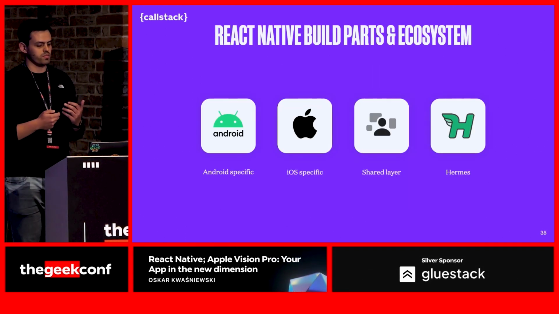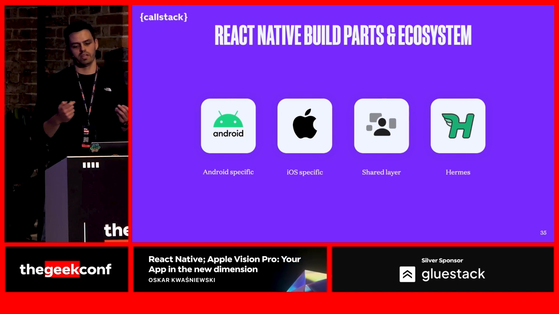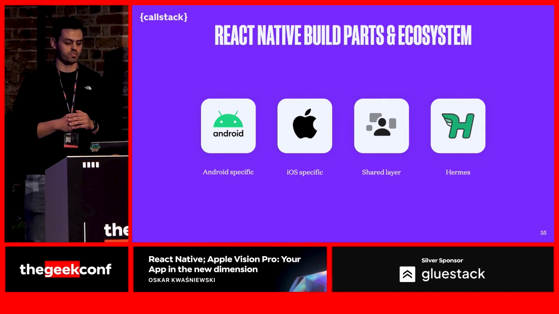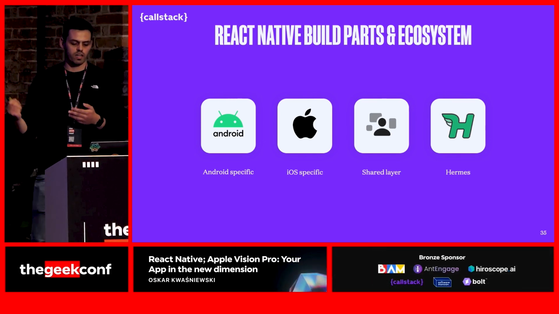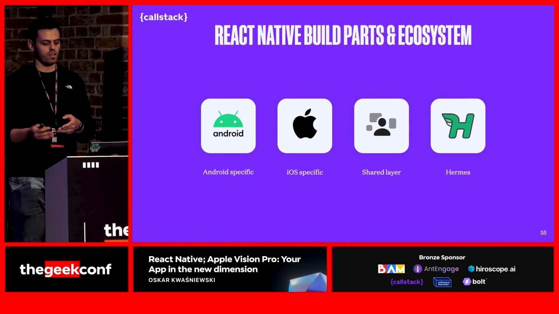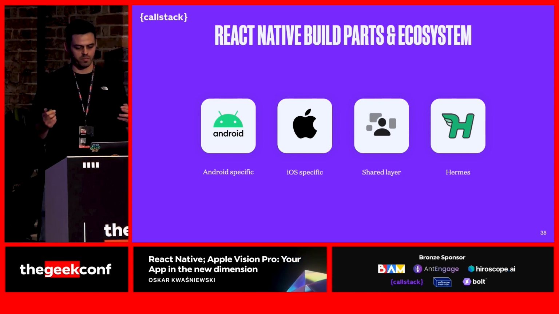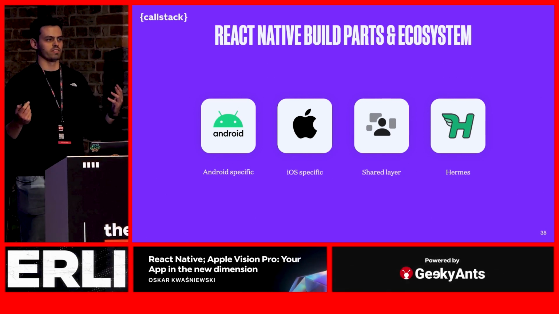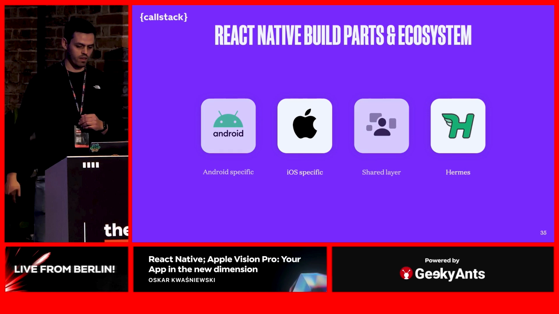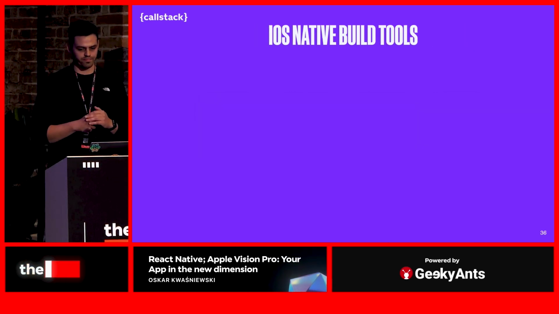So let's talk about React Native build parts and the ecosystem around it that we needed to adjust in order to make React Native work on Apple Vision. So we have the Android-specific part, the iOS-specific part. We've got the shared layer, which contains some C++ and JavaScript. And there is also Hermes, a JavaScript engine optimized for React Native. And we mostly needed to adjust the iOS-specific part and Hermes.